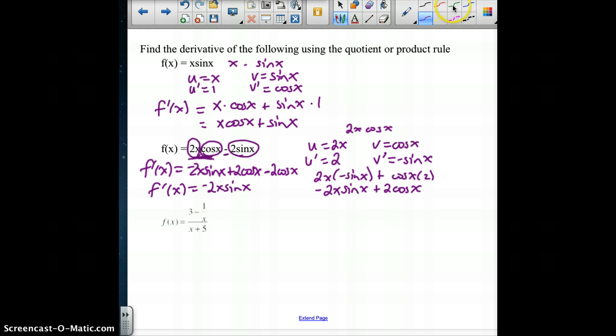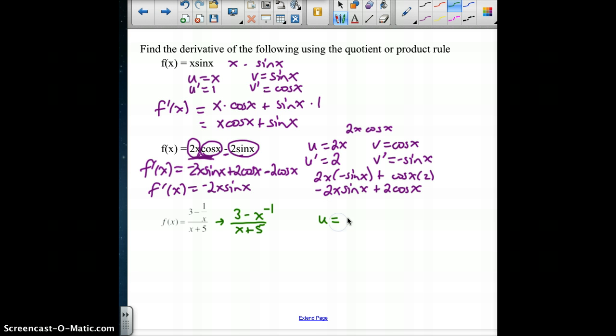The next example looks a little tricky. We've got 3 minus 1 over x, all over x plus 5. If I want to, I can rewrite that top to be 3 minus x to the negative 1, over x plus 5. But that's all I can do. I can't separate this fraction because I have an x plus 5 in the denominator. I could get a common denominator in the top and then get that all to be one fraction, but I think this is a little easier here. So I'm going to set up my quotient rule.